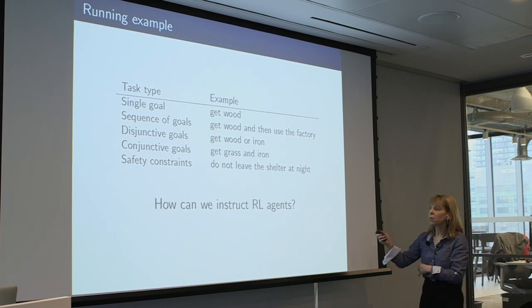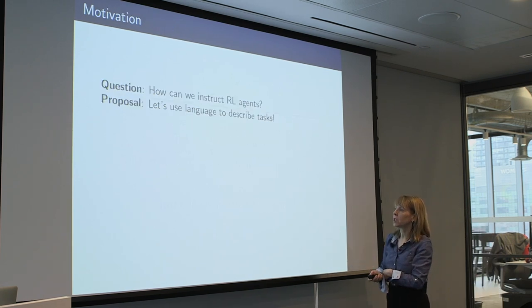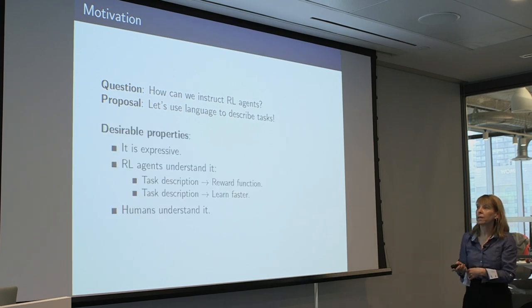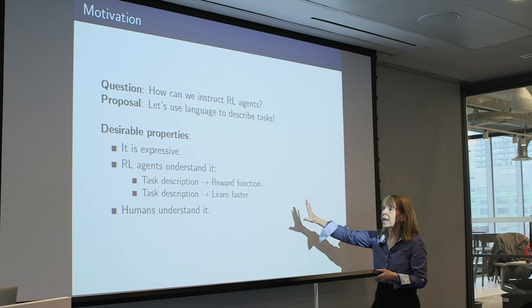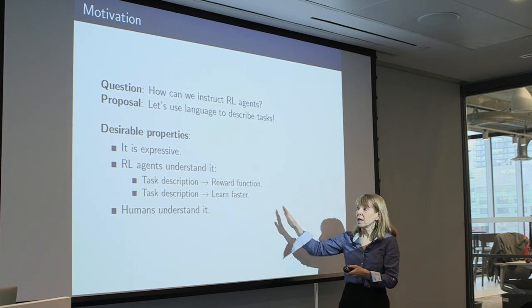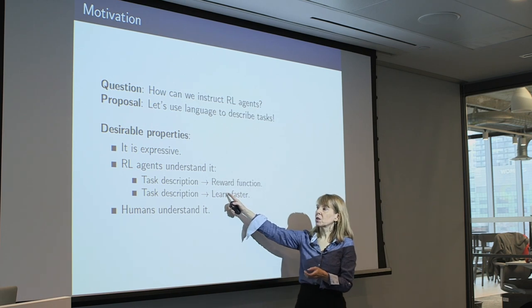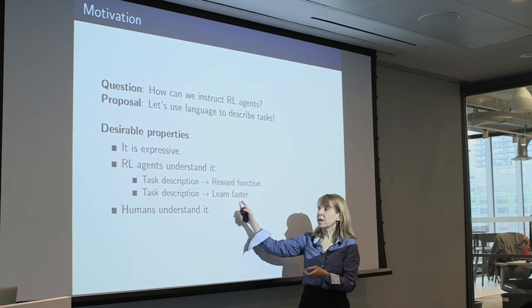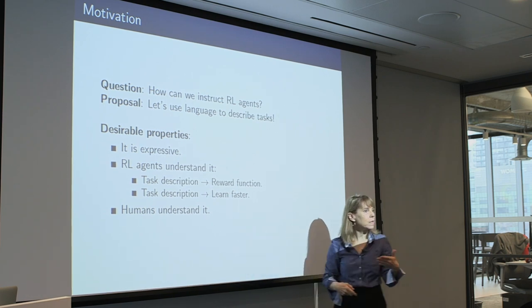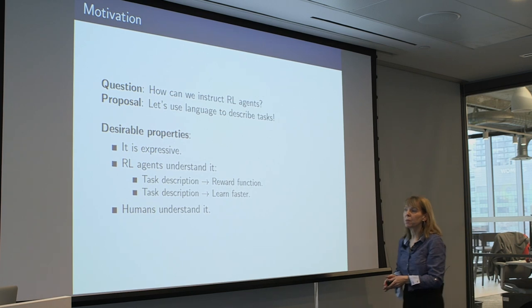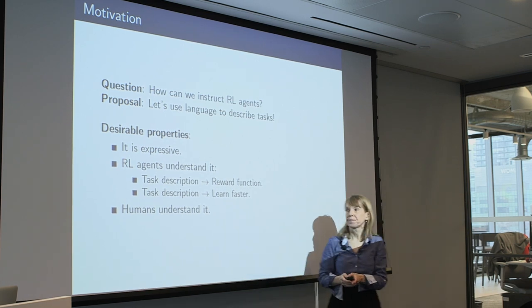So the question is, how can we instruct a reinforcement learning agent to do this? Let's use a language to do that. What we were looking for was a language that was expressive, that the RL agent could understand, so that we could describe our tasks in terms of a reward function, and that we would be able to learn fast. So some of the same objectives that you saw last time. And we also want it to be understandable to a human.